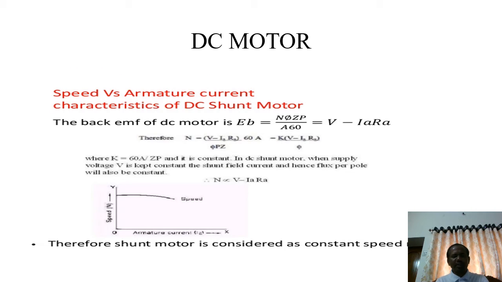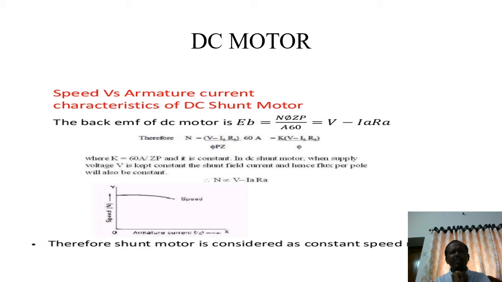Next, speed versus armature current. Speed versus armature characteristic in case of the DC shunt motor. We know that back EMF Eb is equal to φZN by 60 into P by A. N is directly proportional to back EMF, which is directly proportional to V minus Ia Ra. Now you will draw the characteristic of this equation, speed versus armature current. So here you can see that N is directly proportional to V minus Ia Ra.